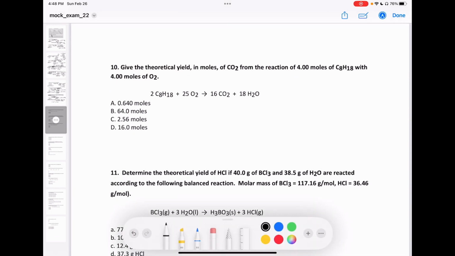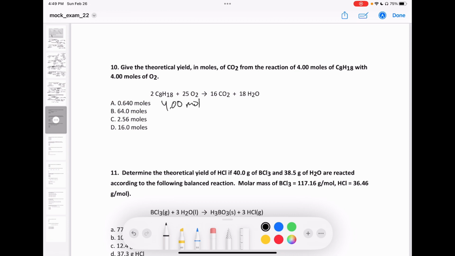Given the theoretical yield in moles of CO2 from the reaction of 4 moles of C8H18 with 4 moles of O2. Okay, so the theoretical yield is going to be the calculation from whichever one of these 4 moles of either that gives us the most amount of product, which is CO2 in this case. So let's start with the C8H18, which I think is octane.